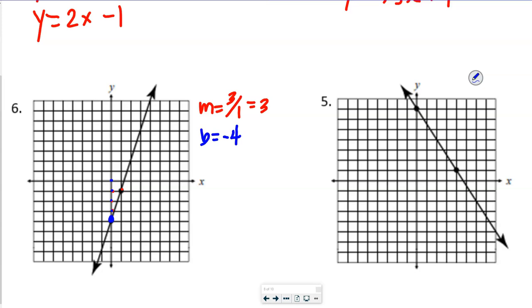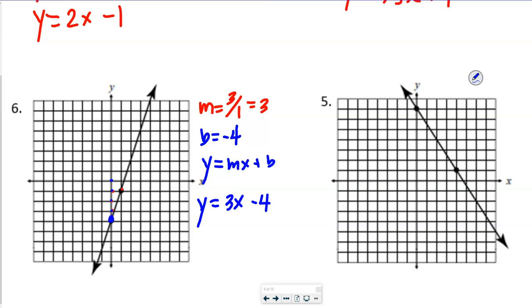So here again, we're just using our equation. Y is equal to mx plus b. And we're just substituting in those values. Y is equal to 3x minus 4. Okay? So go ahead and do the you try 5. Pause the video and come back to me when you're done.